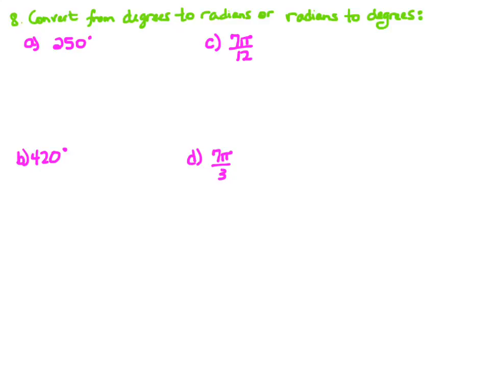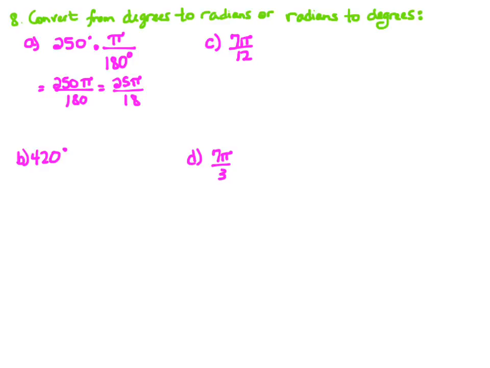On part A, we've got 250 degrees. It is an angle in degrees, and I want to convert to radians. So that means when I multiply with my conversion factor, I want to put degrees on the bottom so that my degree units can cancel out, pi radians on the top so that I end up with radians. And so I get 250 pi over 180, which would reduce to 25 pi over 18.